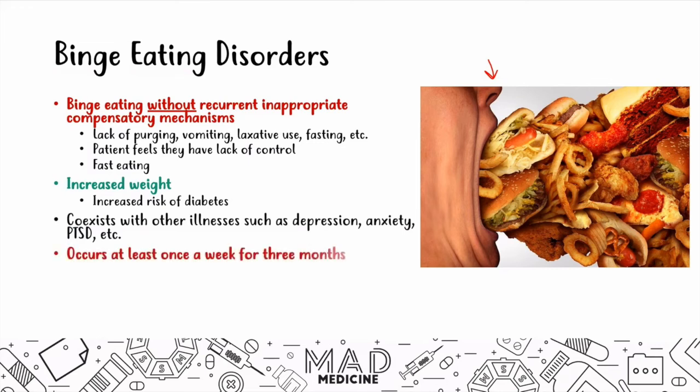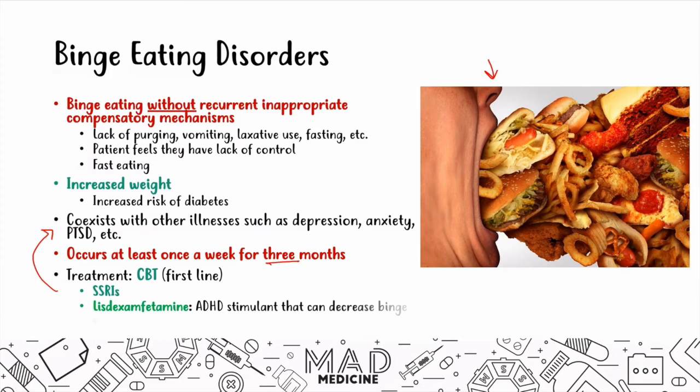This is usually going to occur at least once a week for 3 months, same timeline. And the treatment for this is going to be cognitive behavioral therapy, the first line, to help control their behavior. And then secondly, you can also use SSRIs to treat the underlying illness that coexists. And you can use a drug called lisdexamfetamine. Lisdexamfetamine, that's a mouthful, is an ADHD stimulant that decreases binge eating episodes by reducing appetite. So that's also one thing that can be used for binge eating, but that's later down the road.